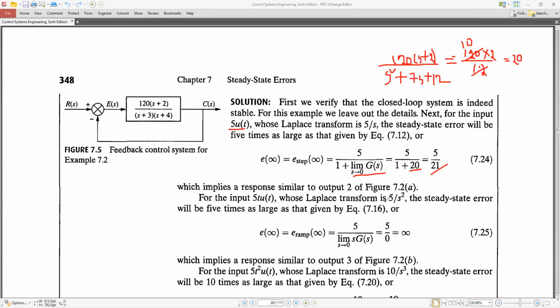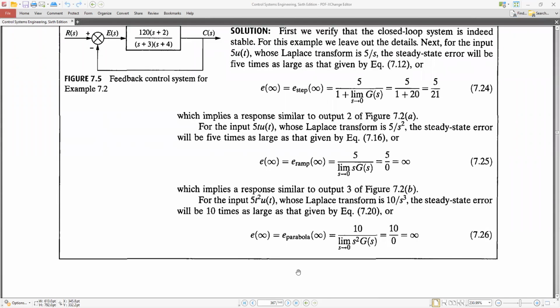So again 5 by s square. For the input 5t u(t), whose Laplace transform is 5 by s square, this error will be 5 times that given equation system. So this is 5 times larger. Put this value here again, then it would be infinity. Like this way, you have to check this one.